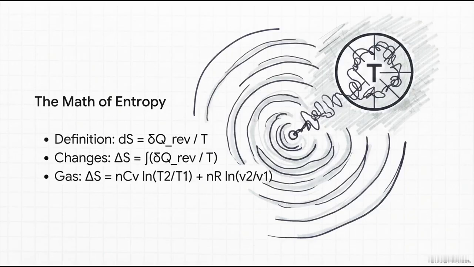Now, for an ideal gas undergoing a reversible process, the math expands just a bit, but it follows a very logical path. Delta S equals n Cv natural log of T2 over T1 plus nR natural log of V2 over V1. What this equation is actually doing is incredibly cool. It's calculating how the disorder changes due to a change in temperature, that is the first half, and how the disorder changes due to a change in volume, which is the second half. When a gas expands, it occupies more space, which means there are more possible positions for the molecules to be in, which means way more randomness and thus higher entropy.